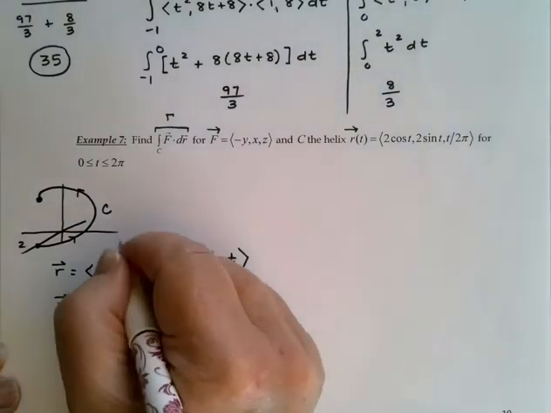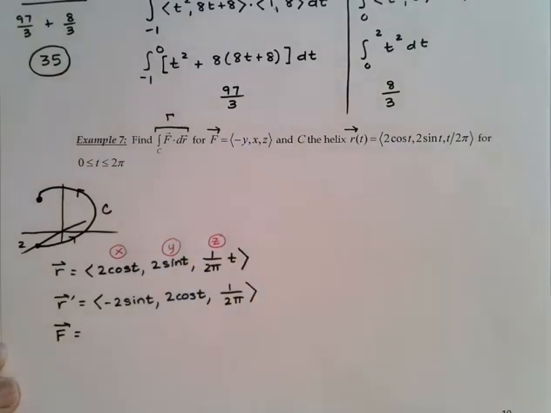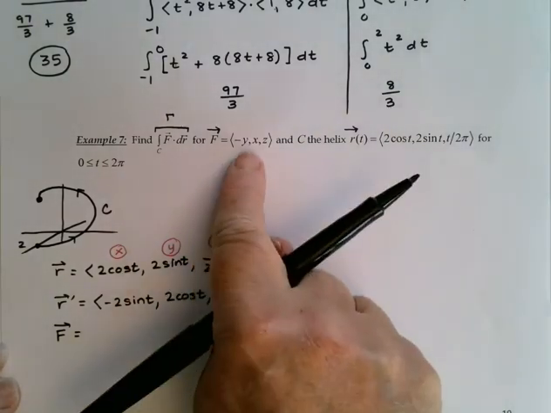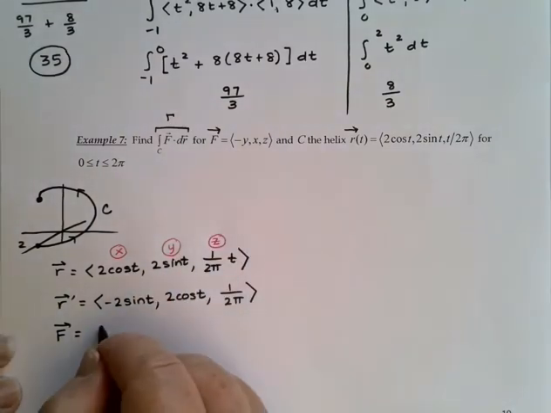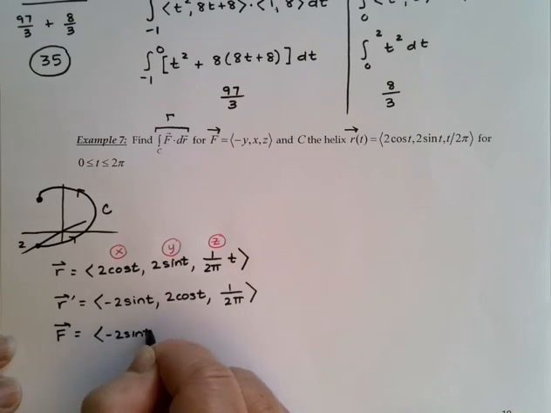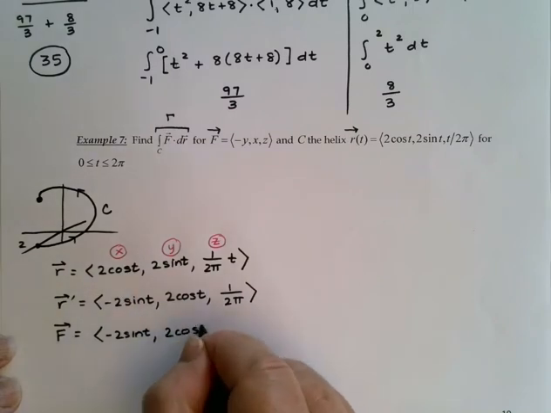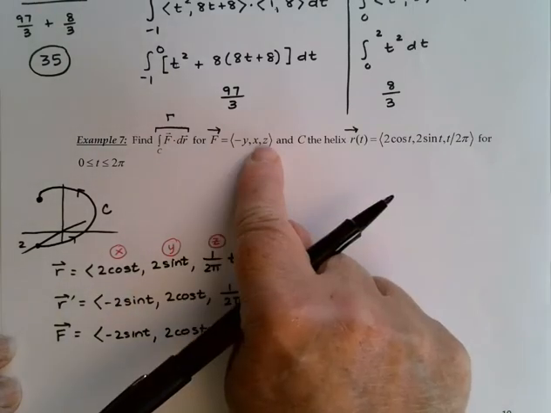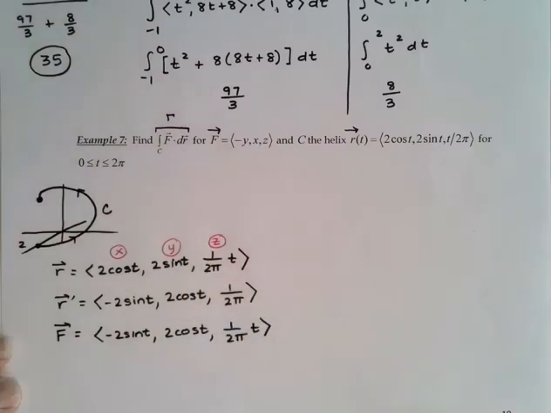And then for F, the r defines x, y, and in this case z as well. So plugging in here, my first component is minus y, so minus 2 sine t. My second component is x, 2 cosine t. And my third component is z, so 1 over 2 pi times t. My integral goes from 0 to 2 pi.